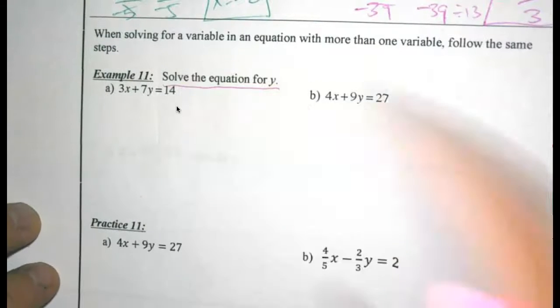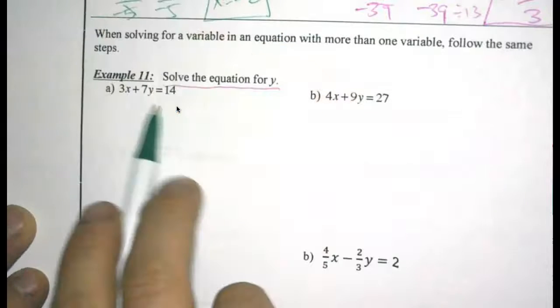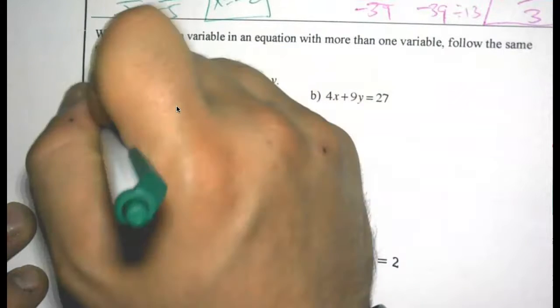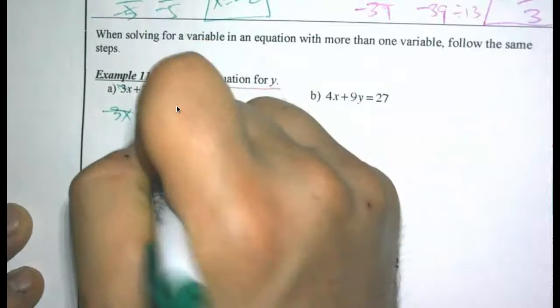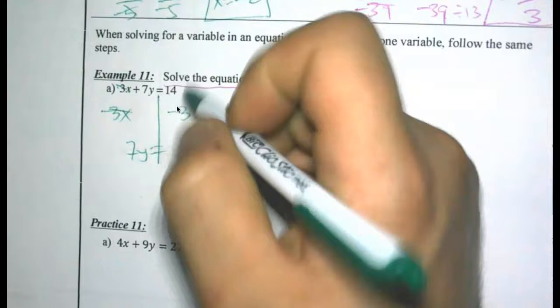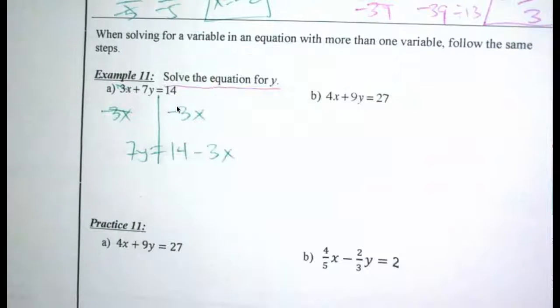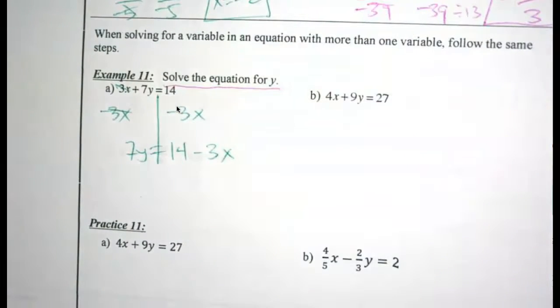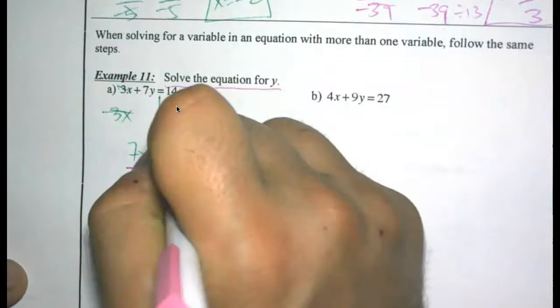Getting y by itself on this one looks like I'm going to subtract 3x. Remember, I'm trying to get y by itself. So subtract 3x, both sides. It'll zero out here, bring down the 7y. 14 minus 3x, those aren't like terms. You can't subtract 3x from 14, so you just have to write it out without actually doing the calculation, that is. Divide by 7 to get y by itself.